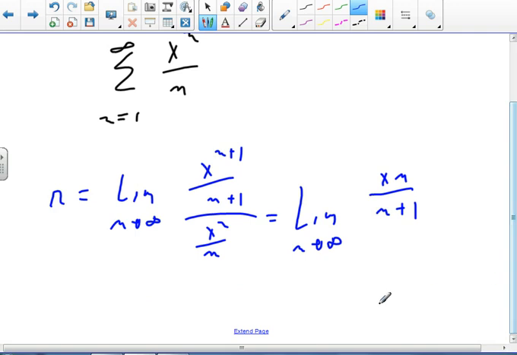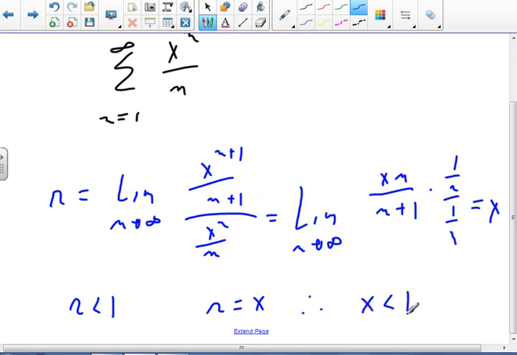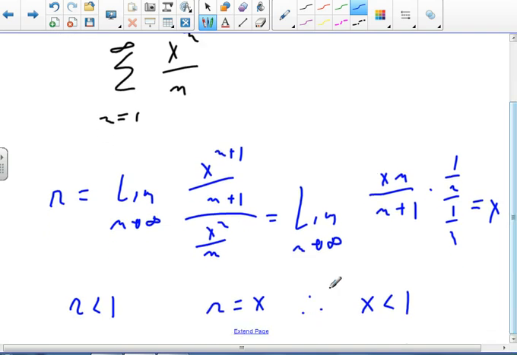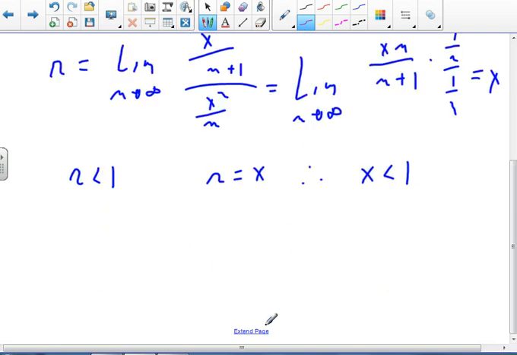Okay, so I'm going to multiply both sides by 1 over n, and I'm going to have x. So r has to be less than 1, but r is equal to x. Therefore, x has to be less than 1. And now we have to look at the alternating series portion. So now we have to look at what happens in the negative direction.